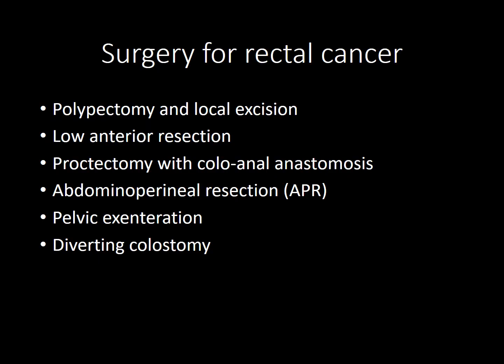So, surgery of the rectal cancer: polypectomy and local excision if it is very early stages, low anterior resection, proctectomy with coloanal anastomosis, or abdominoperineal resection, or pelvic exenteration. That means if the cancer extended outside the rectum to the vagina or to the uterus, we have to remove them, a posterior pelvic exenteration. If invading the bladder, we have to remove part of the bladder with it. So we may have pelvic exenteration and/or diverting colostomy.